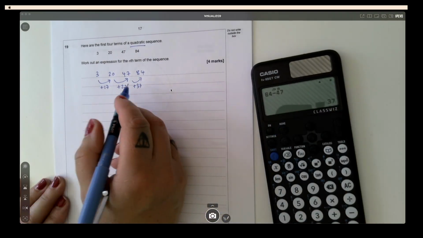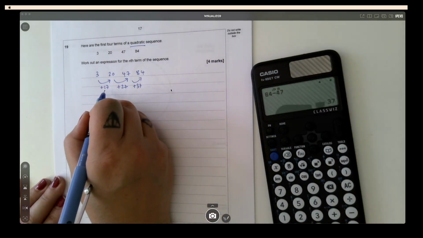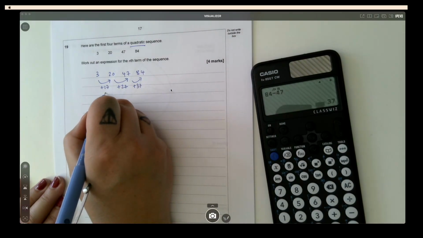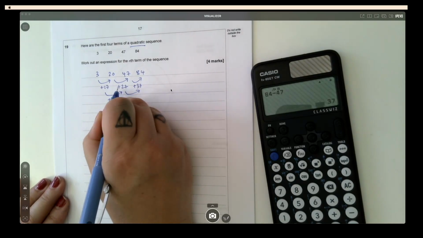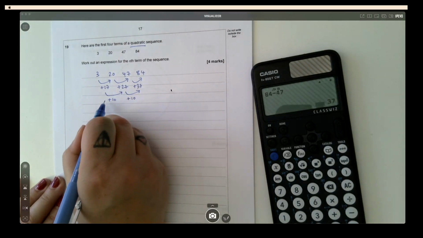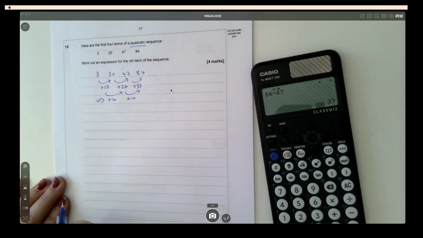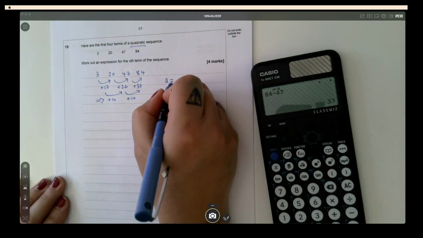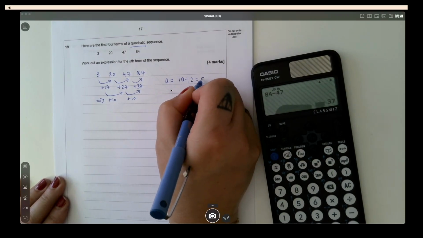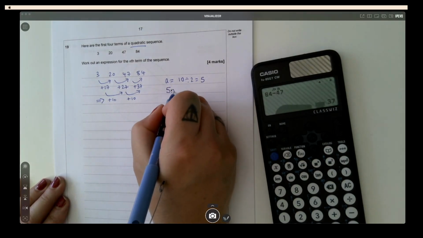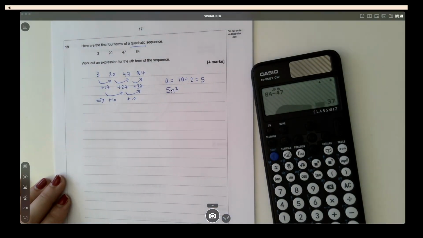So that's our first difference. Then we work out the second difference, the difference of the differences. From 17 to 27, add 10. 27 to 37, add 10. So that second difference here is important. Half of that gives us our A term. So A is 10 divided by 2, which is 5. That tells us we have 5n squared in our nth term for this quadratic sequence.